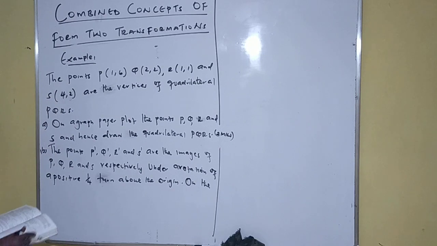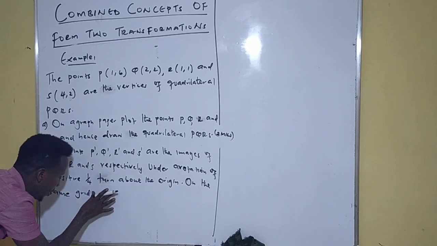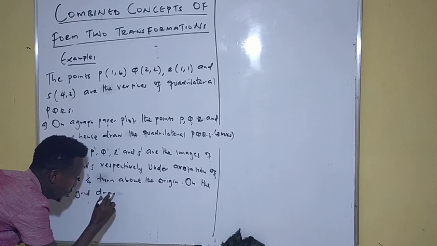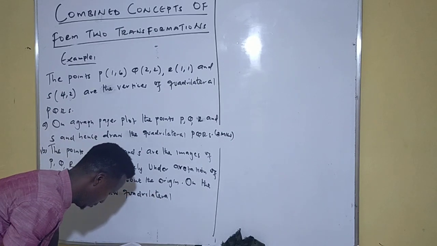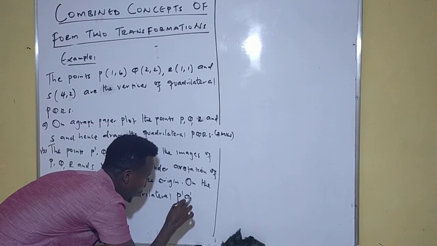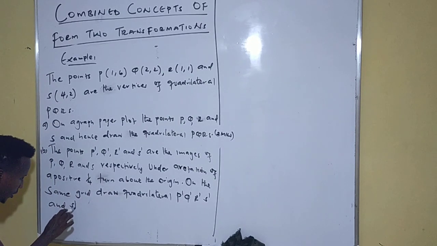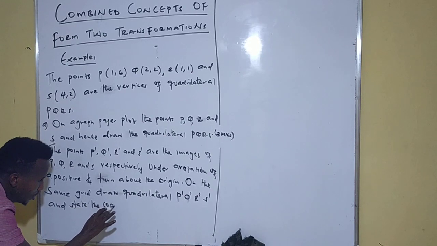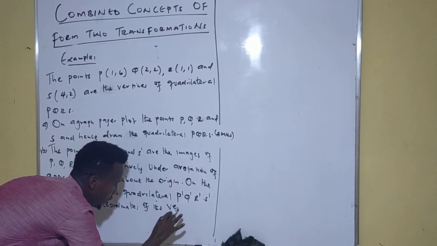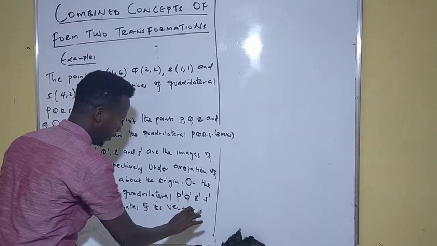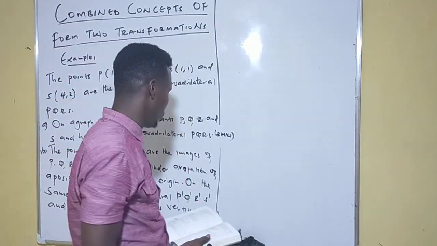On the same grid, draw quadrilateral P prime, Q prime, R prime, S prime, and state the coordinates of its vertices. So this will carry 3 marks.